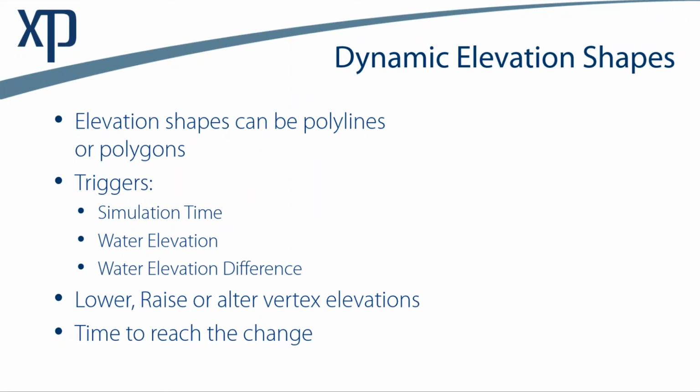It's one way to very rapidly implement mitigation structures in 2D modeling, but it really requires the creativity of the modeler to determine how to use the dynamic elevation shapes. The possibilities are kind of endless, because we can trigger the change in these dynamic elevation shapes based on the simulation time, based on a water elevation or water elevation difference, and basically we can lower or raise the vertex elevations of these polygons based on any criteria, including time in the model. So there's really an unlimited way you can work with these. It's more dependent on your creativity and what the model calls for.